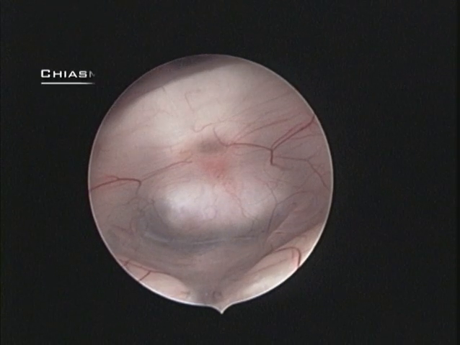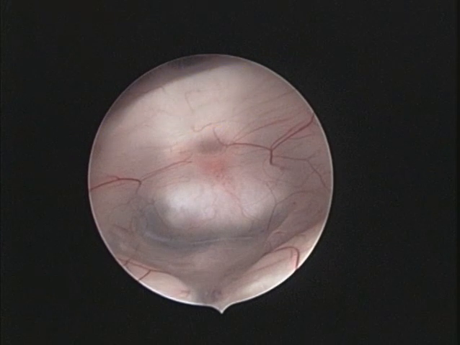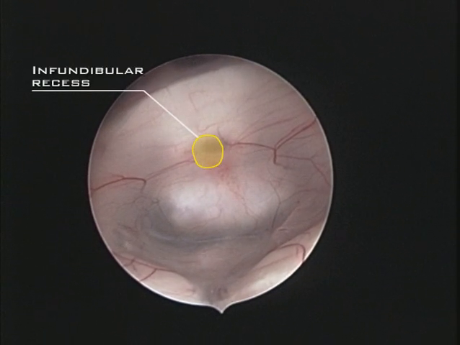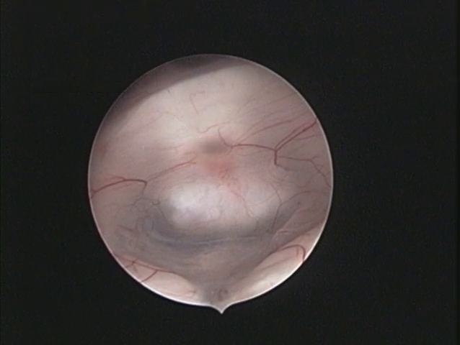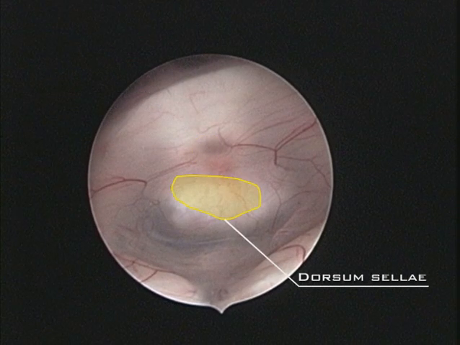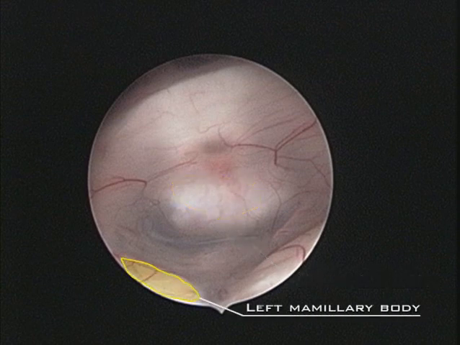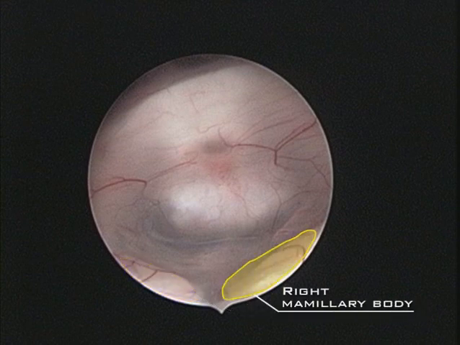Next, the anterior part of the third ventricle, with the optic chiasm at its anterior boundary, is clearly identified, followed by the infundibular recess, which is always easy to identify as a landmark. Posteriorly to it, the dorsum sellae can be seen through the structures. Posteriorly are the left and right mammillary bodies, and anteriorly to these two structures, the premammillary recess.